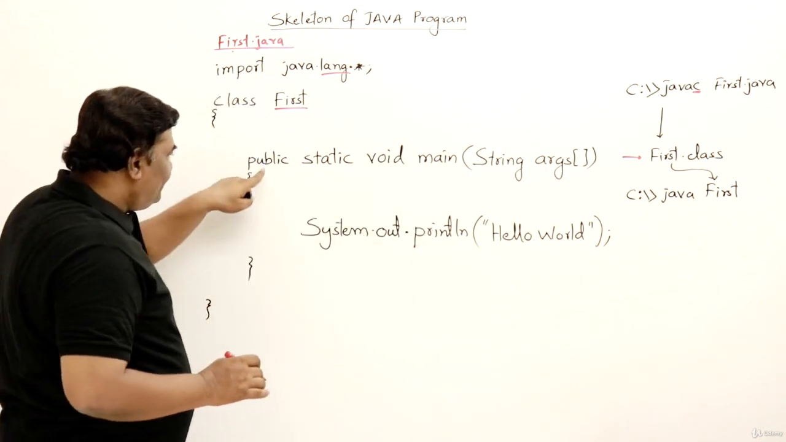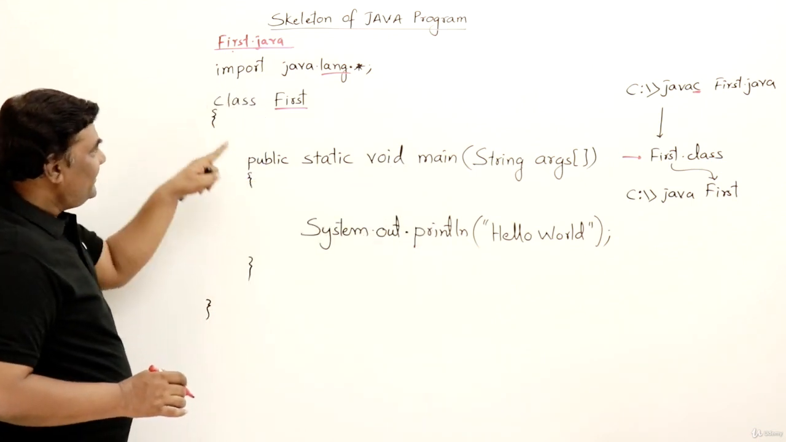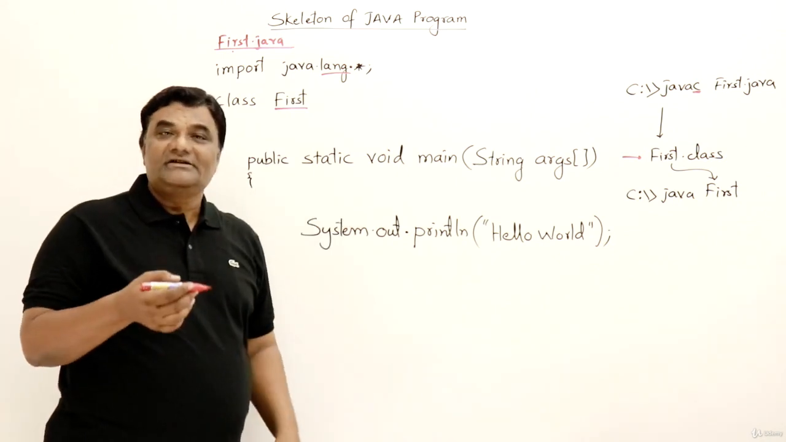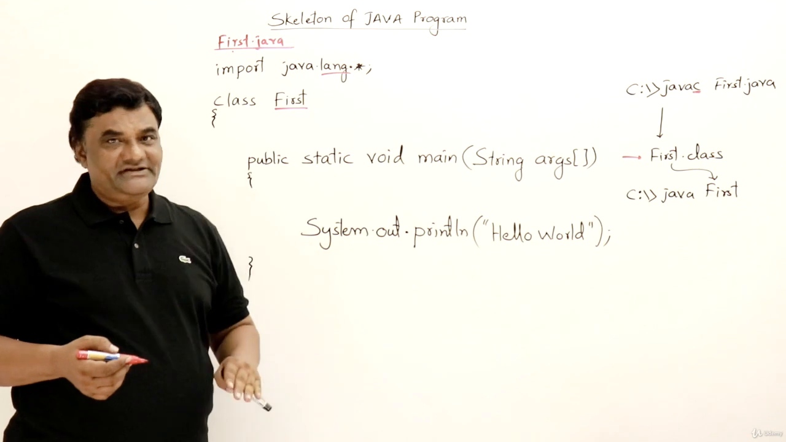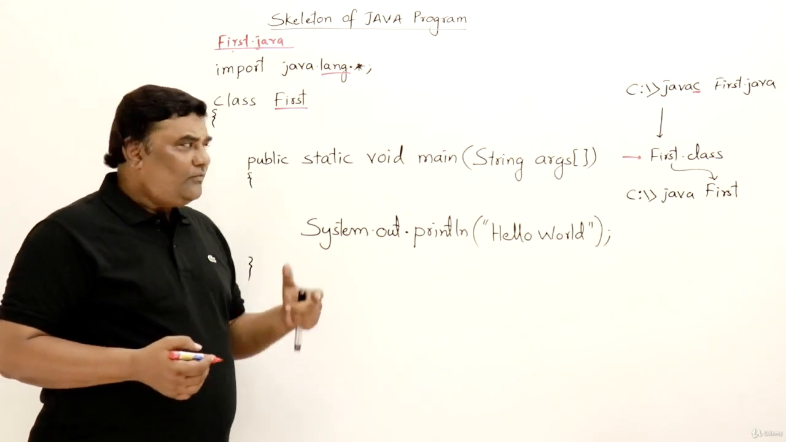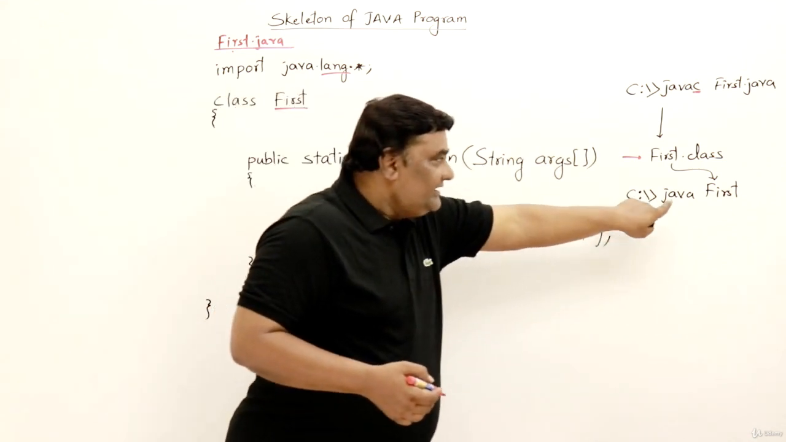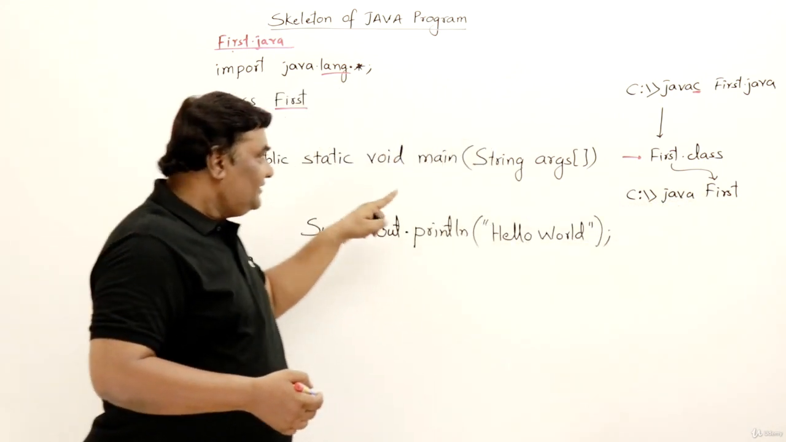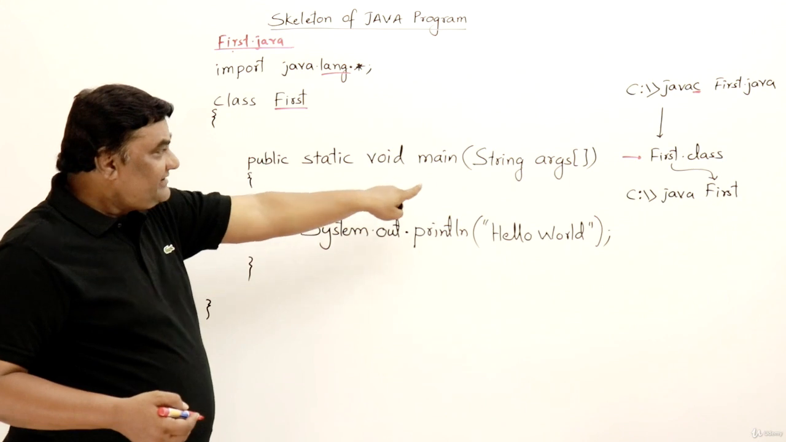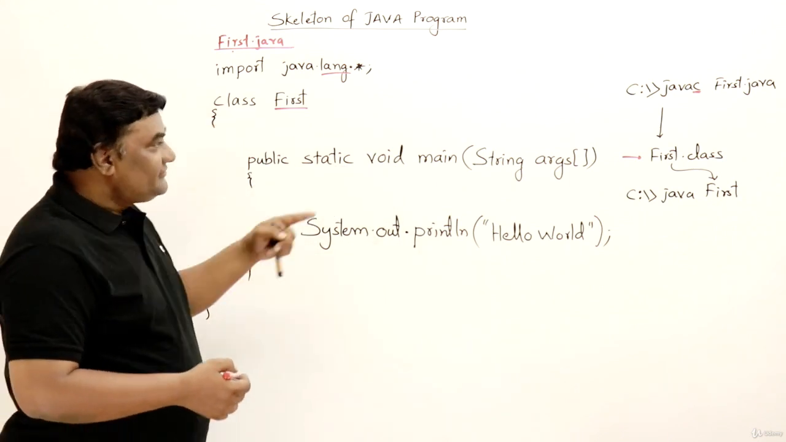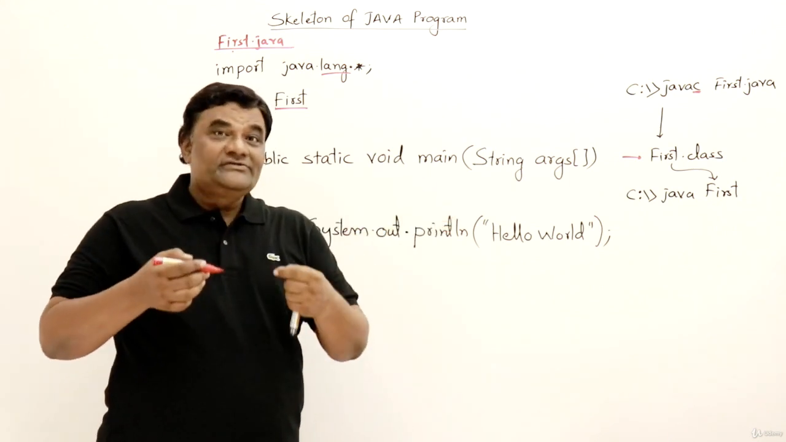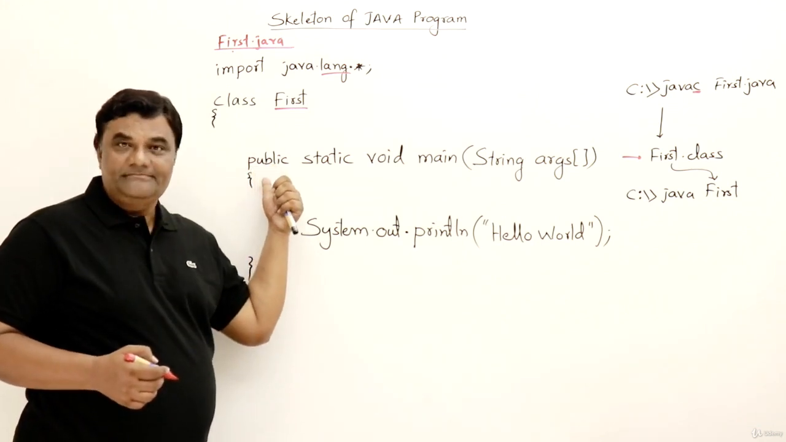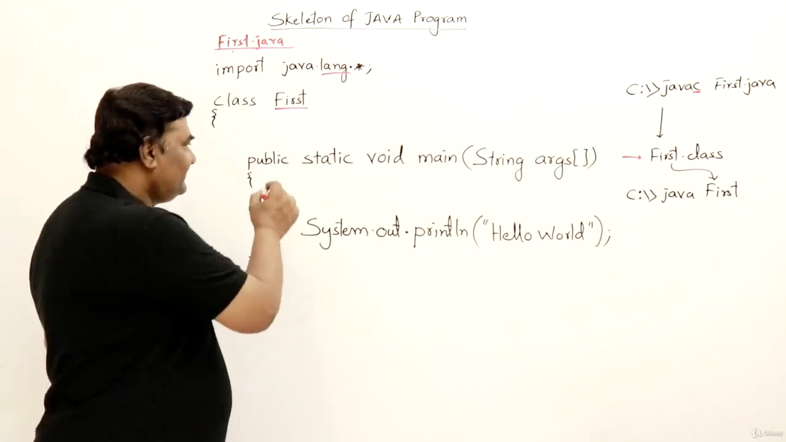Then public. What is the meaning of public? So if you want anything from the class to be accessible outside, then it must be public. If it is public, then it will be visible. You can access it. Why it should be public? Because JVM, when you say execute the program, it will call this main method. So this main method is inside the class. So JVM should be able to see that main method. So that is the reason we have to say it is public.